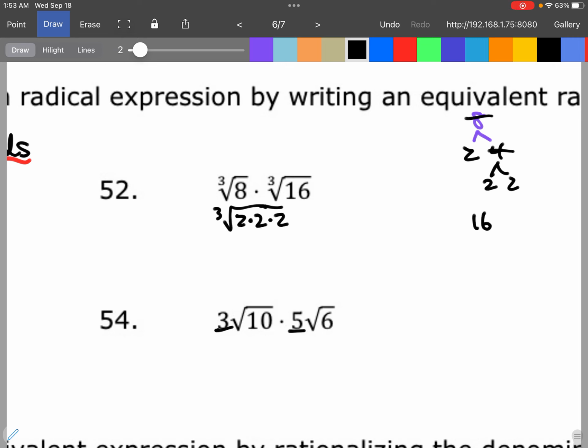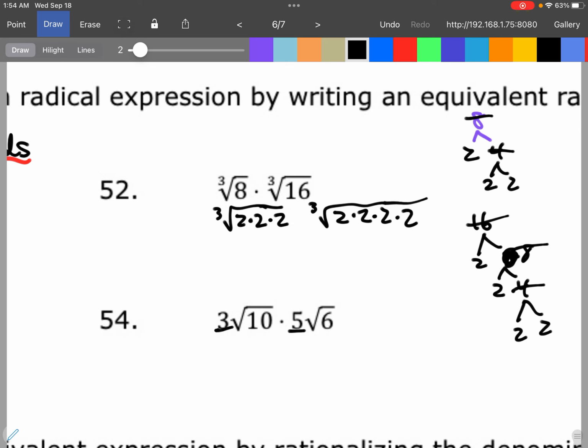And now for 16. Believe it or not, it's a very similar situation. 2 and 8. Yes, that's an 8. 2 and 4. That's 8. And then 2 and 2. So 16 is really 4 2s.